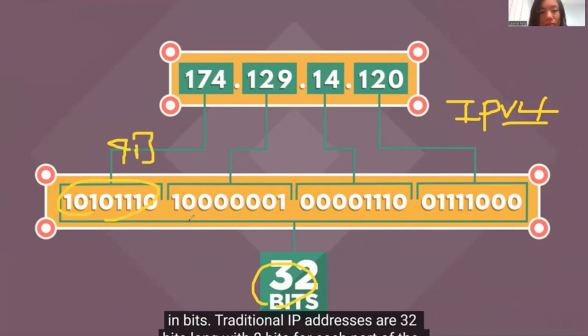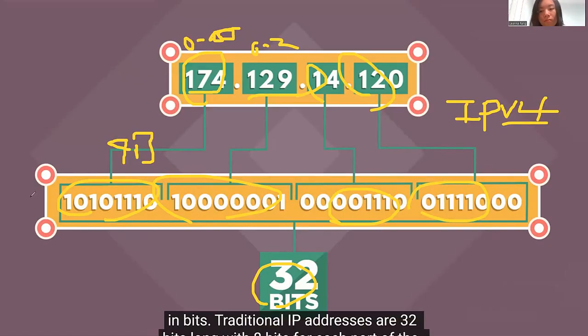So each part is one byte. One byte means the first number is 0 to 255. Okay, the second number is also 0 to 255. This 0 to 255, 0 to 255, so in total it is 32 bits. So in a way, in total you have 32 bits.